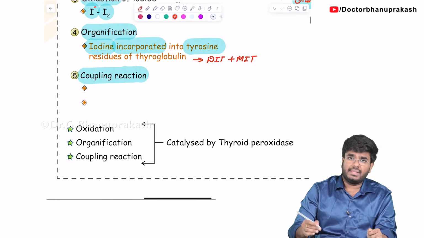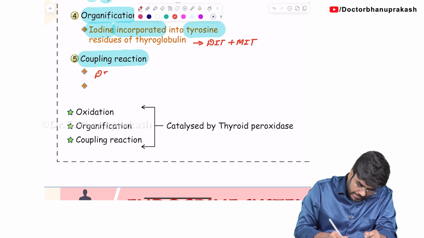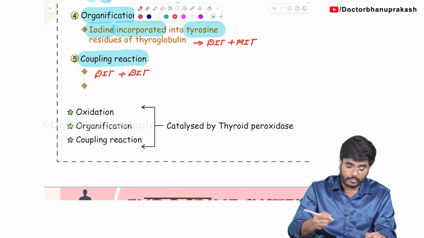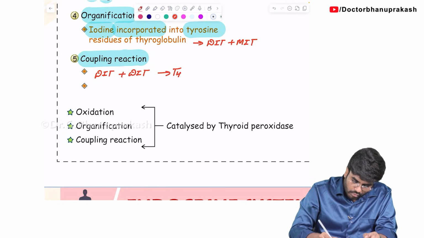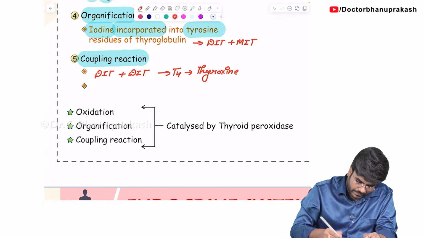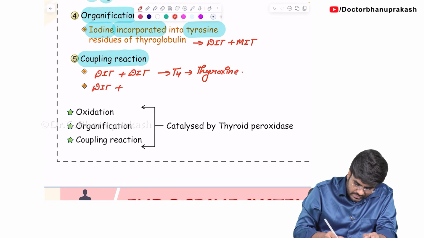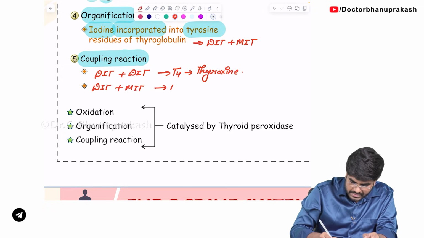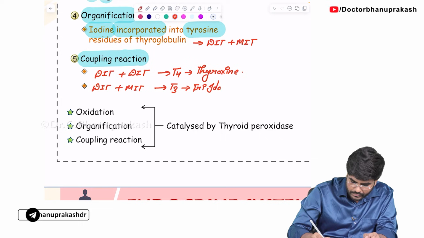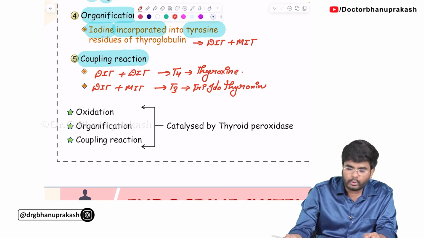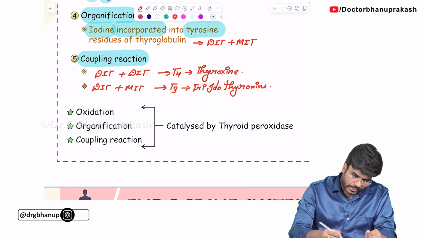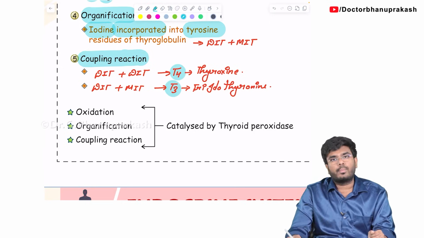And what exactly is happening in the last reaction? That's the coupling reaction. If a DIT molecule, diiodotyrosine, fuses with another diiodotyrosine, di plus di, it's going to be 4. It's going to form T4, which is called thyroxine. If a DIT molecule fuses with an MIT molecule, it forms T3, that is triiodothyronine, or triiodotyrosine, you can say. Okay, so this is how T4 and T3 are produced.